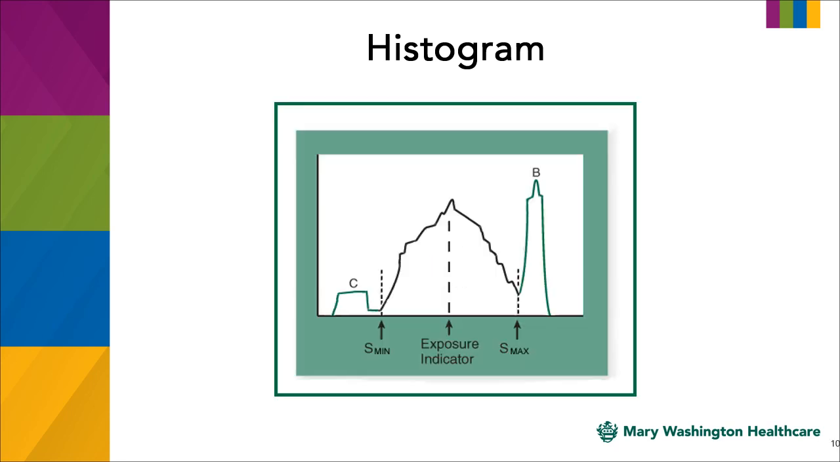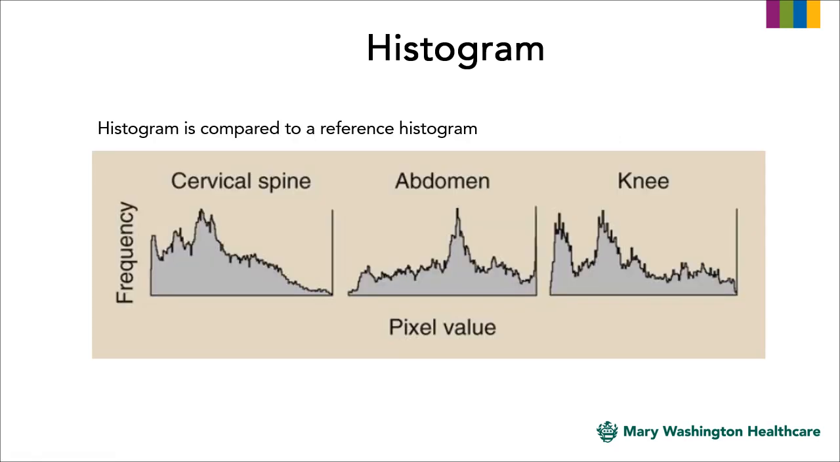So here we go. Here's the exposure indicator that we're showing here, the EI number. Here's the signal minimum and the signal maximum. Notice that we're excluding the collimated border because it's not part of our actual image, and we're excluding the raw beam data because it's not necessary either. So the histogram is compared to a reference histogram, and there's one for just the cervical spine, for example, just one for an abdomen, just one for a knee, and it's going to compare them and fix it.